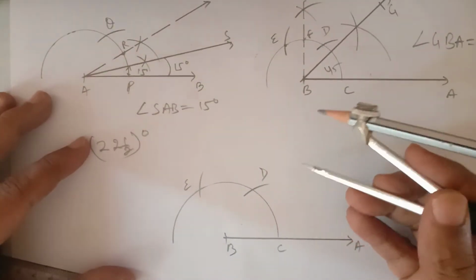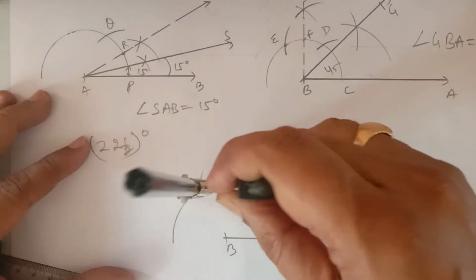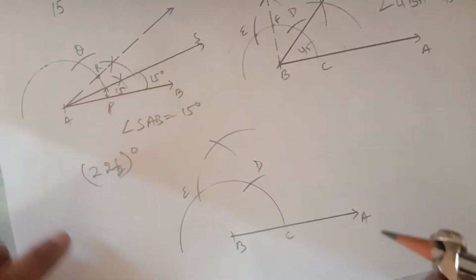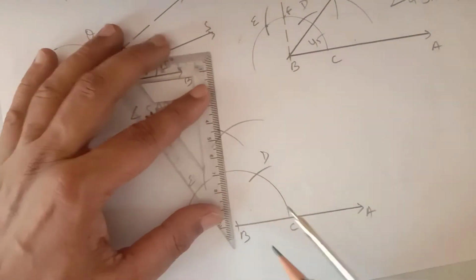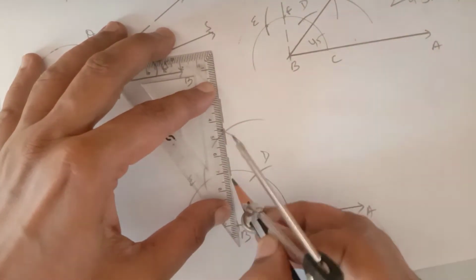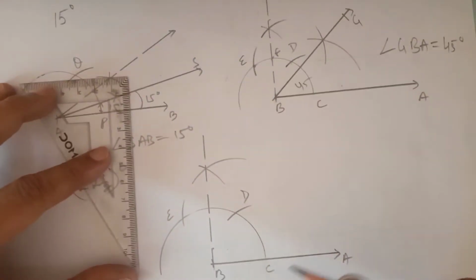We are drawing an angle of 22 and a half. With D as a center and the same radius, cut these two intersecting arcs. You will get an angle of 90 degrees. You have to draw it with a dotted line. This is the 90 degree angle. Let us call it F.